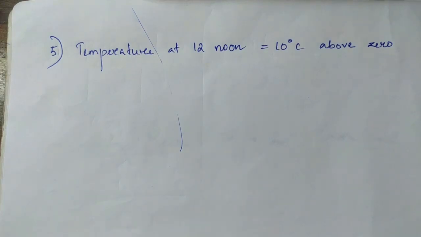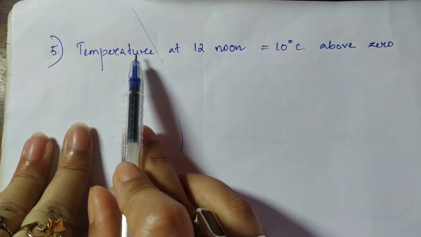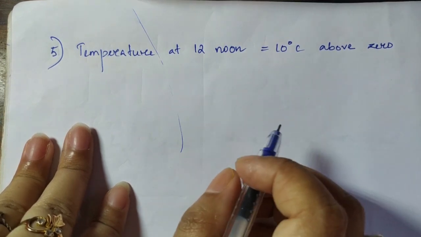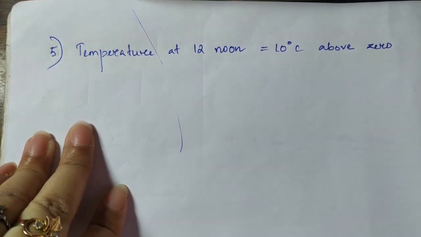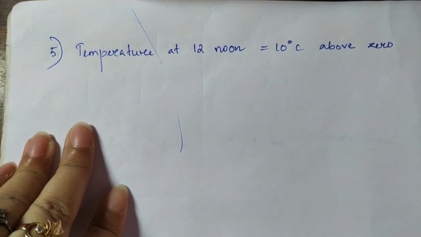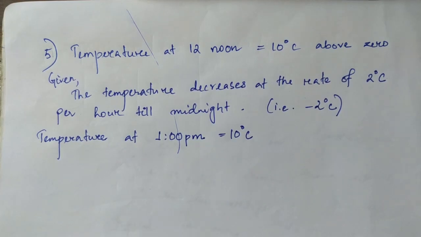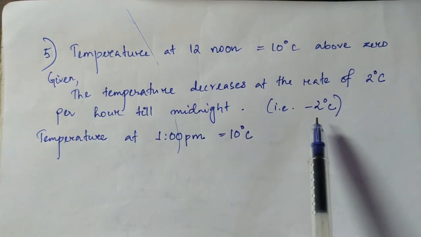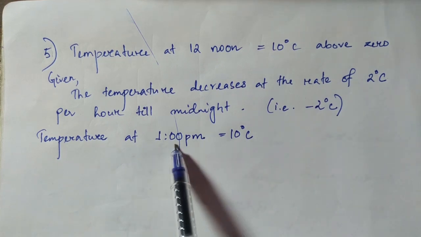First we will write down what is given. Since it is a problem sum, it's very important that you write the statements. The temperature at 12 noon is 10 degrees Celsius above 0, or you can just write +10 degrees Celsius. It is also given that the temperature goes on decreasing at the rate of 2 degrees Celsius every hour, till midnight. So we can consider it as -2. Now what will be the temperature at 1 p.m.?